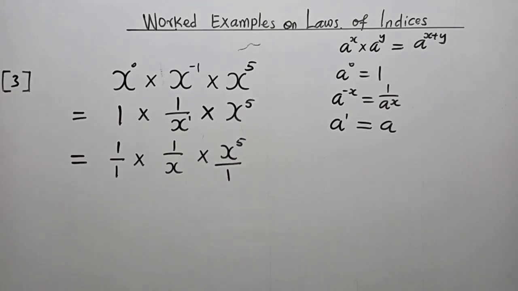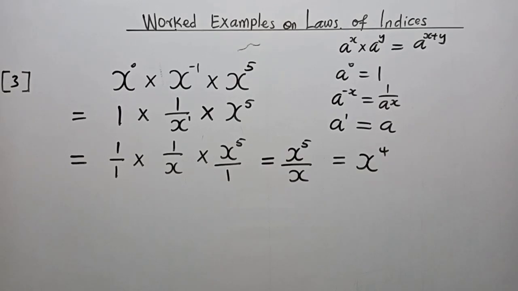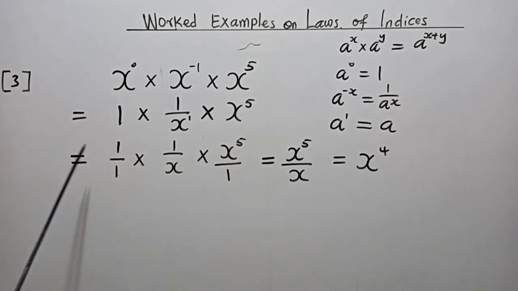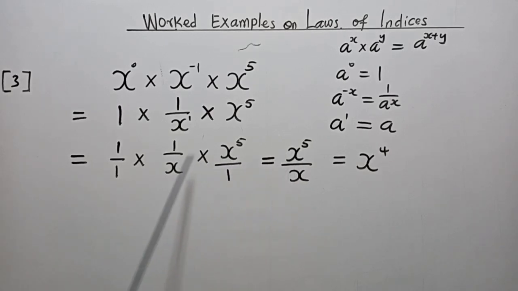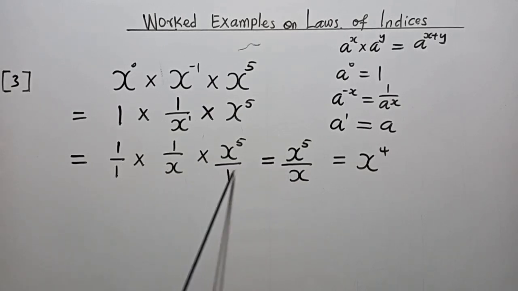Next, we apply the law of multiplying fractions in simplifying them. What is it going to be? It is going to be this times this over this times this. 1 times 1 times x to the power 5, what will it be? And then 1 times x times 1, what will it be? See it. Yes, 1 times x to the power 5 is equal to x to the power 5, and 1 times x times 1 is equal to x.